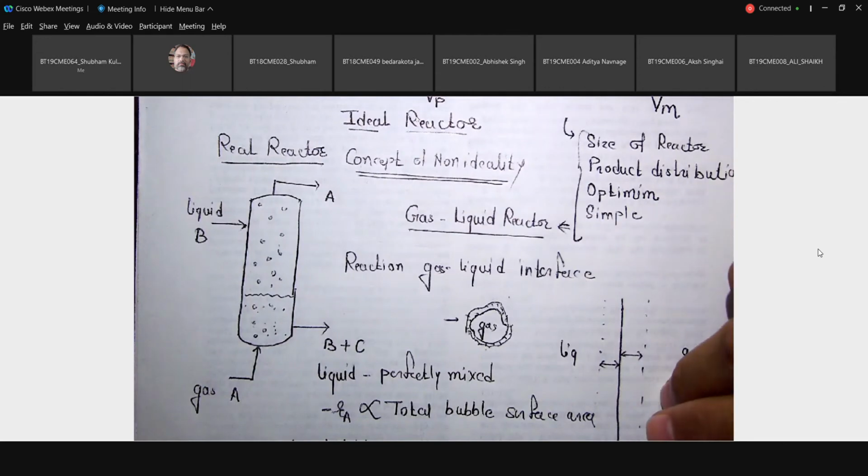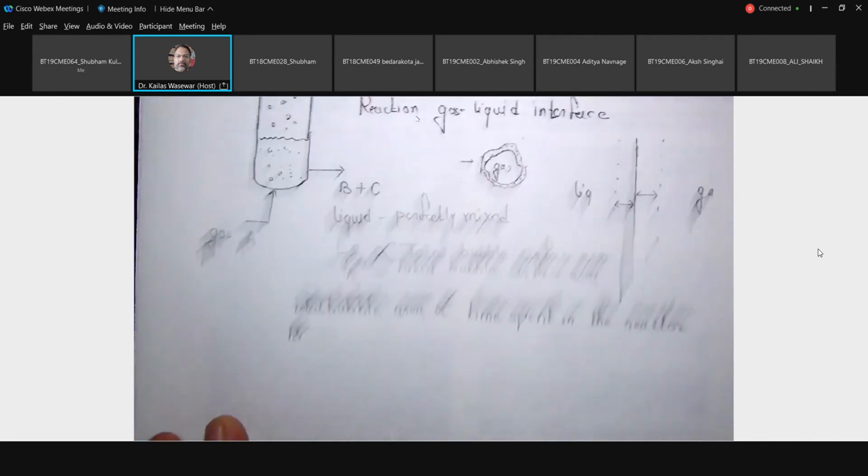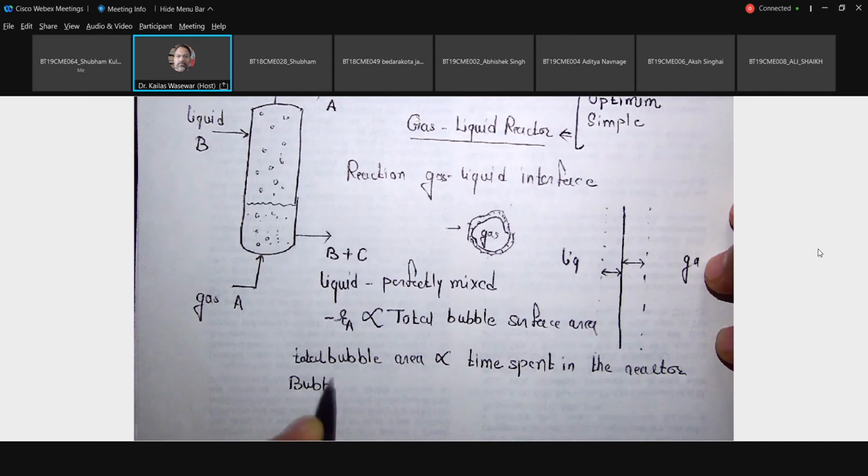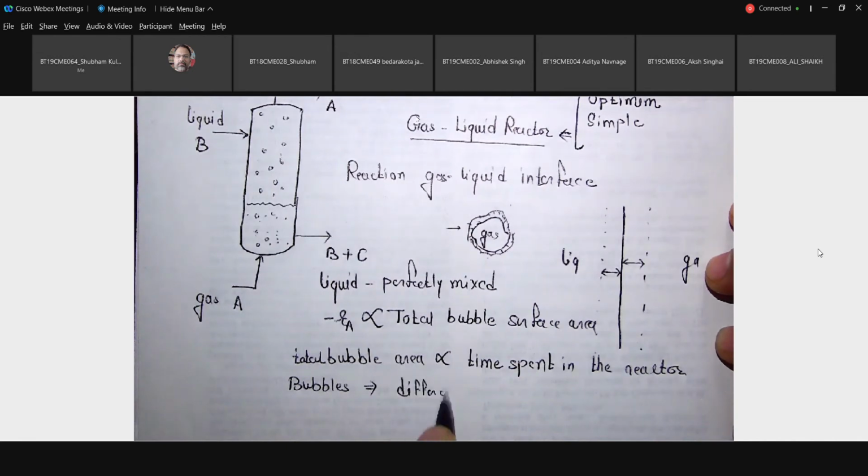Because here again, if you see, these bubbles are of different sizes. Why does it directly depend on the time spent? Because these bubbles are of different sizes, and a few bubbles will stay for a shorter time, a few bubbles may stay for a longer time. So it depends on the time spent also.